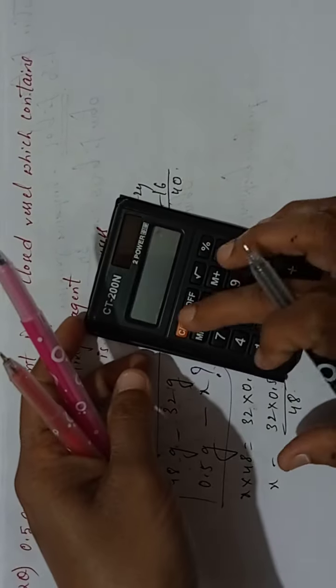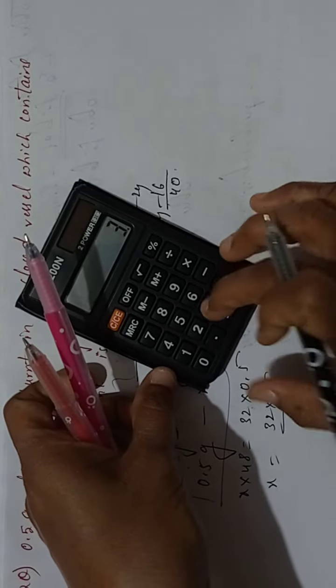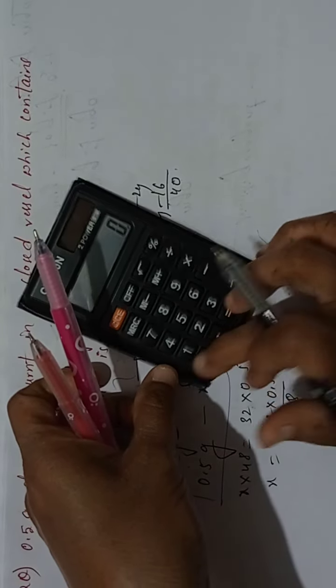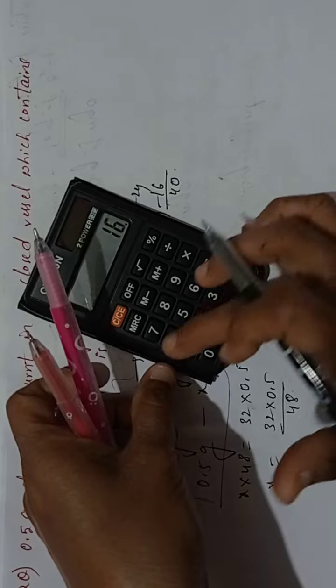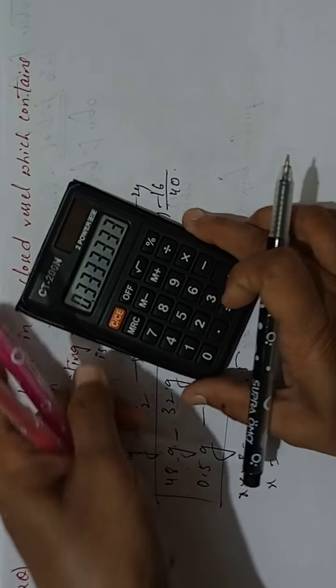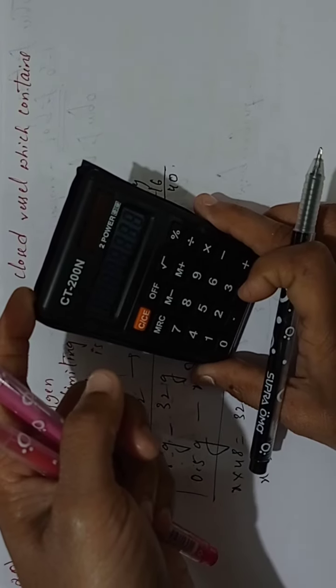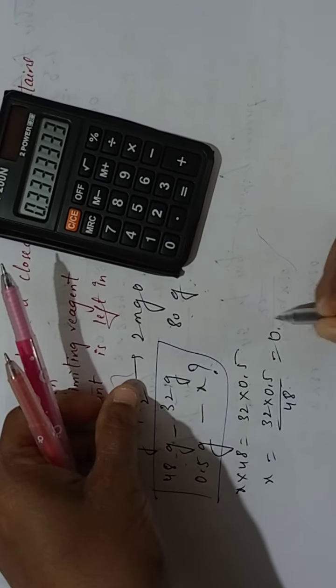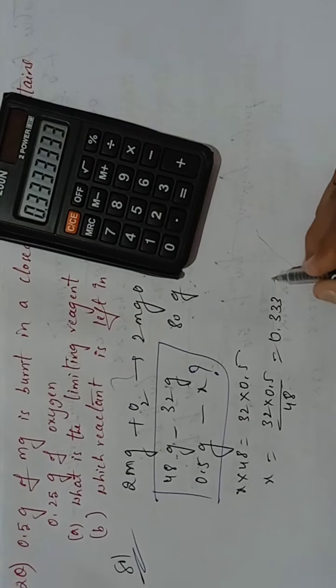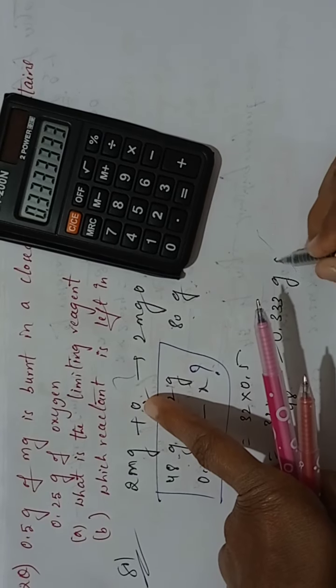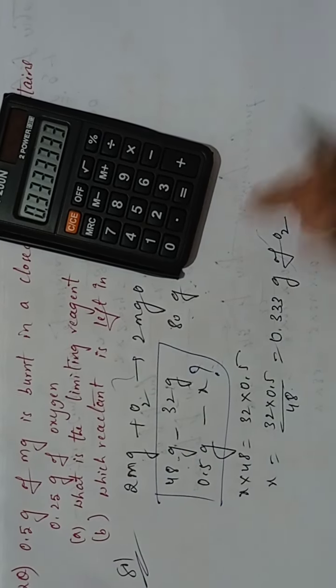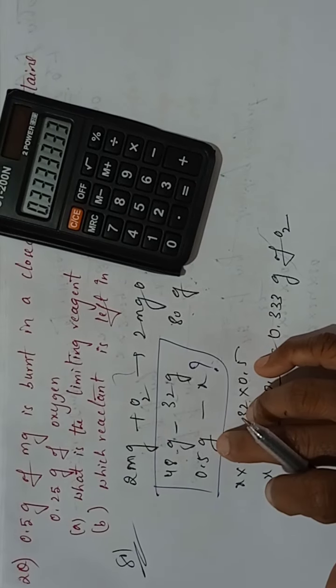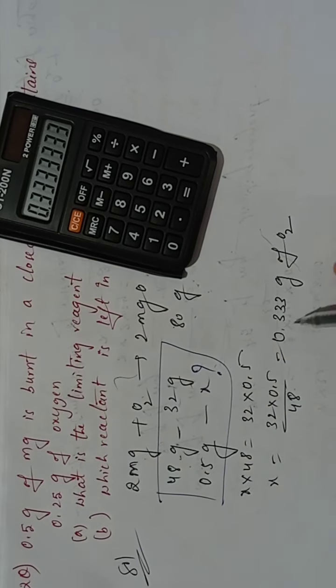Now calculate, students. 32 into 0.5 divided by 48. How much, students? 0.333. This is which one, students? Oxygen. 0.333 grams of O2 is required to combine with 0.5 grams of magnesium.